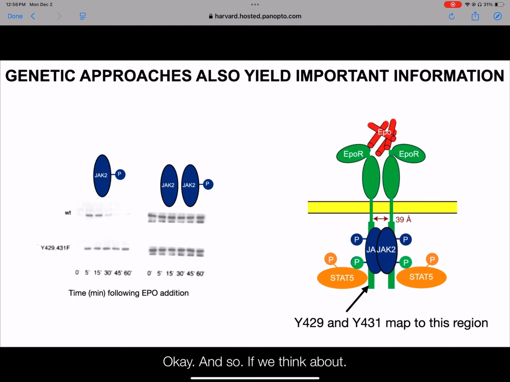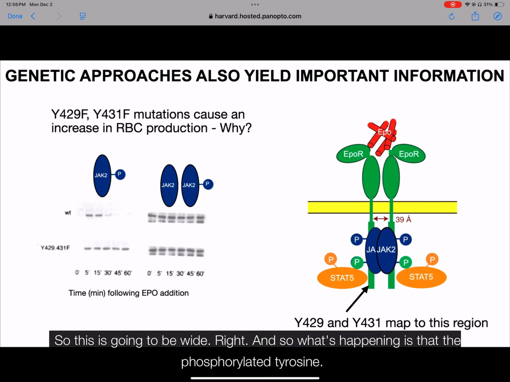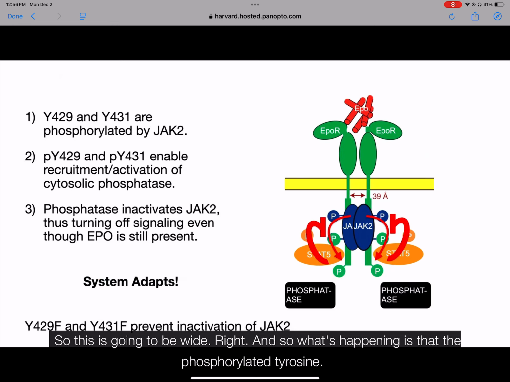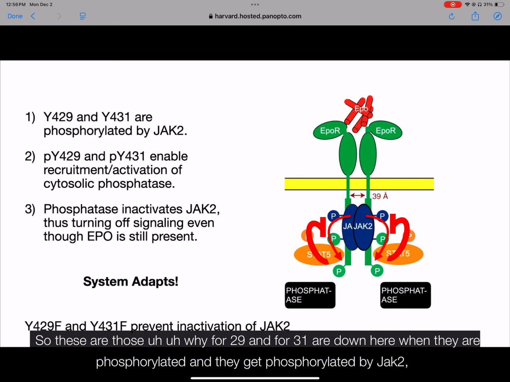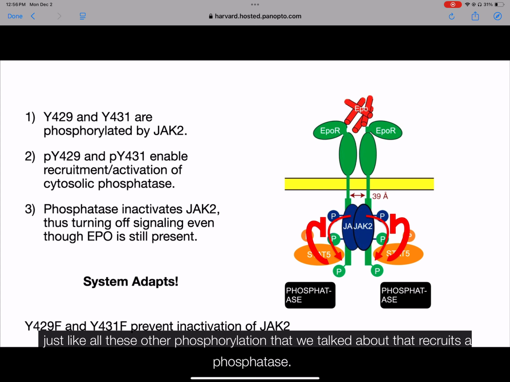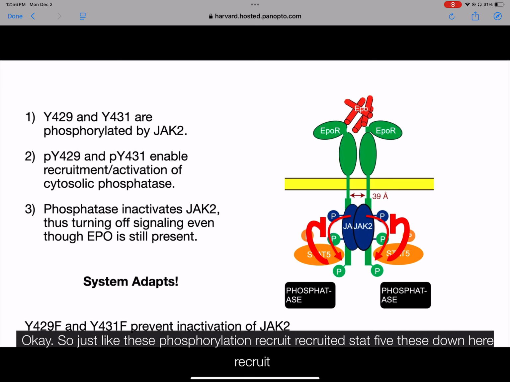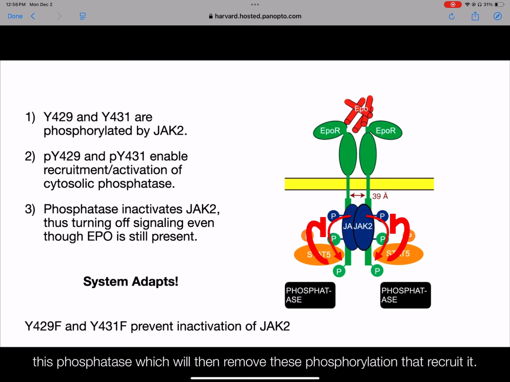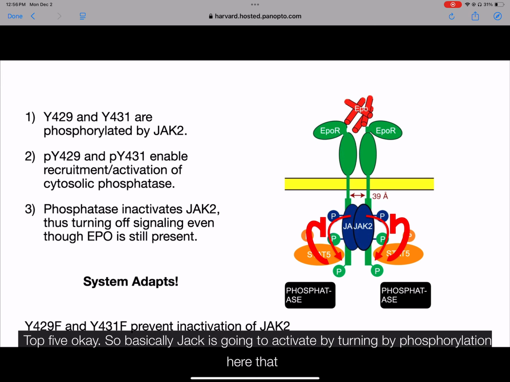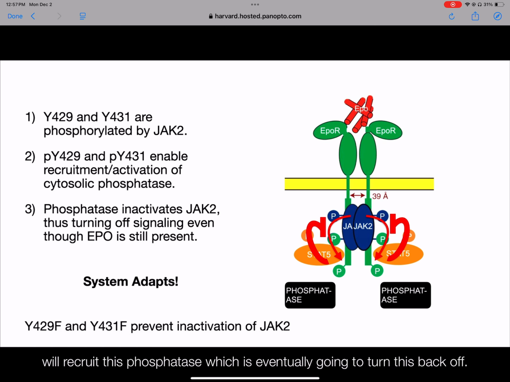And somehow that promotes this removal of a phosphate, okay? And so if we think about, so this is going to be Y, right? What's happening is that the phosphorylated tyrosines, these Y429 and Y431 down here, get phosphorylated by JAK2, just like all these other phosphorylations that we talked about, and that recruits a phosphatase. Just like these phosphorylations recruit STAT5, these down here recruit this phosphatase, which will then remove the phosphorylations that recruit STAT5. So basically JAK is going to activate by phosphorylating here. That will recruit this phosphatase, which is eventually going to turn this back off.